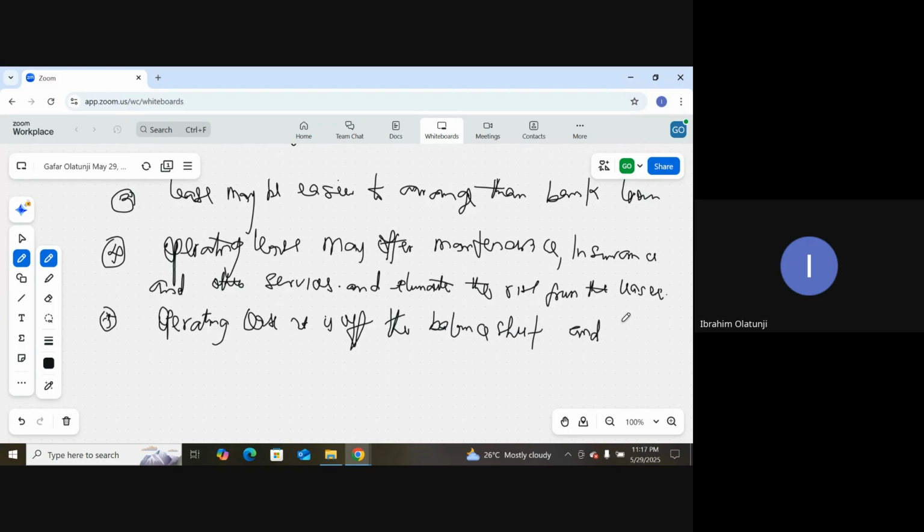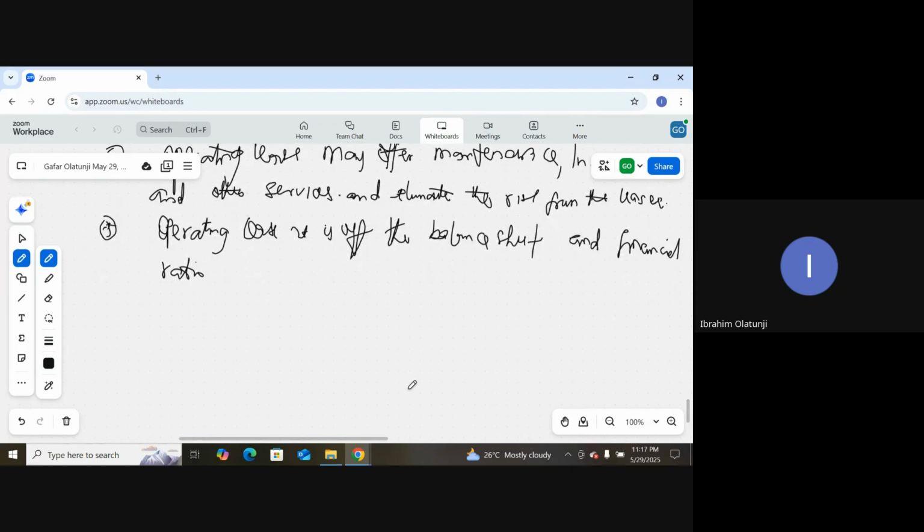And financial ratio. Financial ratio, off the balance sheet and what? Is it clear? Yes. Are we tired? Okay, let's proceed. It is off balance sheet because we are not buying it, we are leasing it. It's not part of your property, so it has to be off balance sheet.